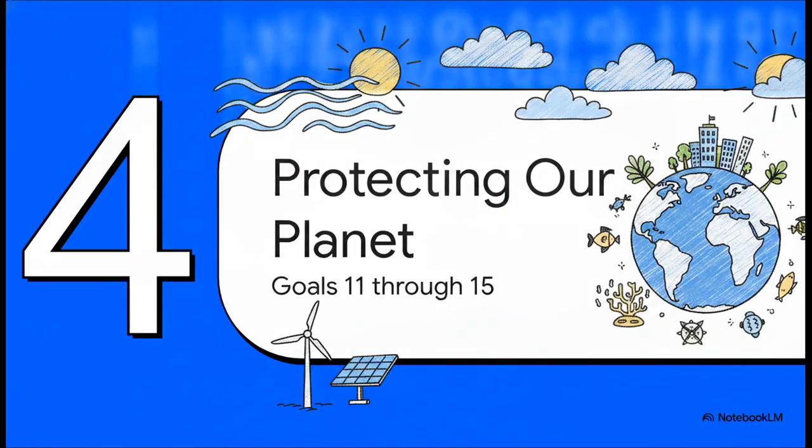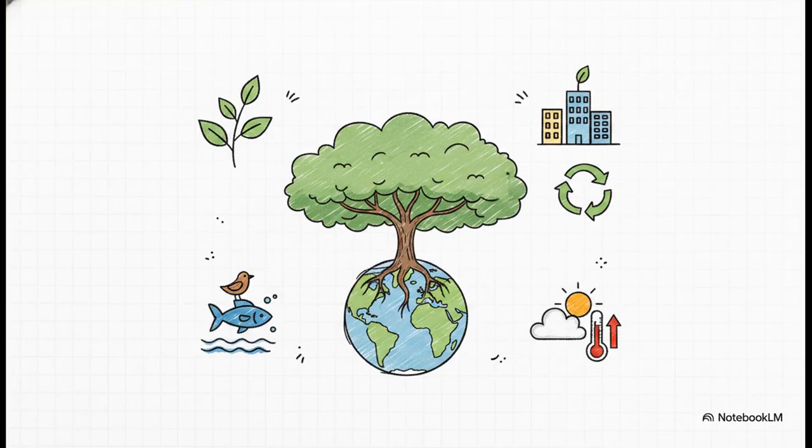Next up is part 4, protecting our planet. This includes goals 11 through 15. As you can probably guess, this pillar is all about the environment. Goal 11 focuses on sustainable cities. Think affordable housing and better, greener bus routes in your town. Goal 12 is responsible consumption, which means things like reducing the crazy amount of food waste in our own cafeteria. Goal 13 demands urgent climate action. And finally, goals 14 and 15 focus on protecting life below water and life on land. So things like cleaning up local streams and protecting the biodiversity right in your neighborhood.